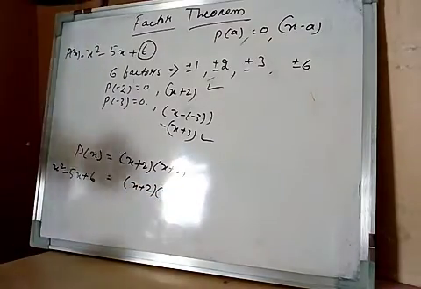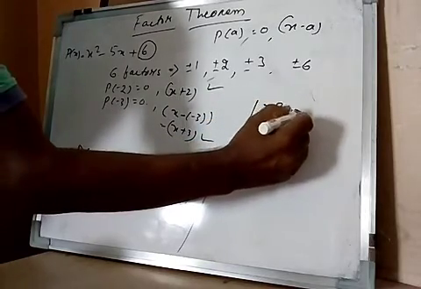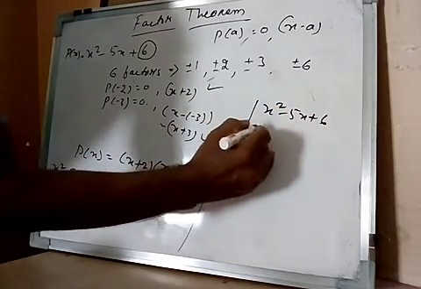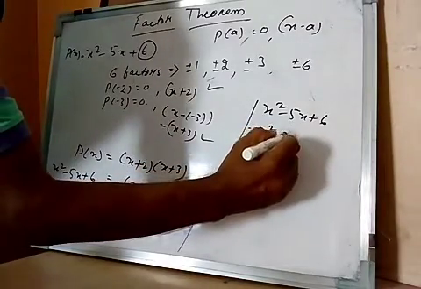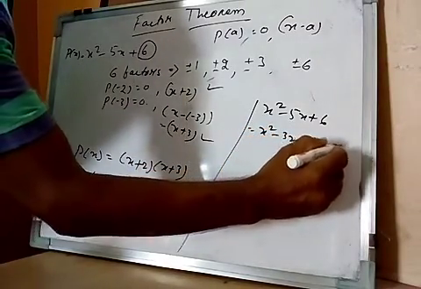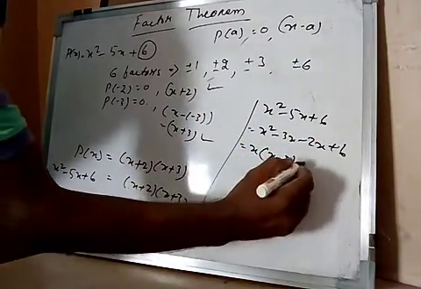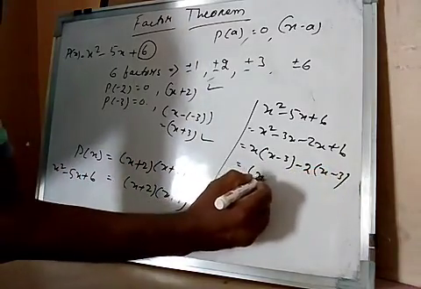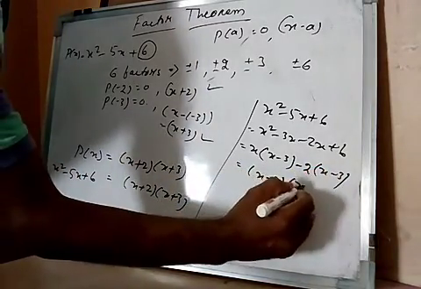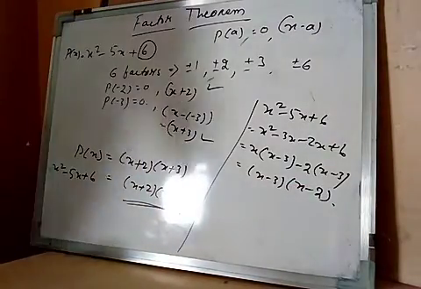We can check by splitting the middle term. x square minus 5x plus 6 is x square minus 3x minus 2x plus 6. Taking x common, that is x minus 3, and minus 2 common, that is x minus 3. In both, x minus 3 is common, so here it will be x minus 2. So these are the factors of this polynomial.